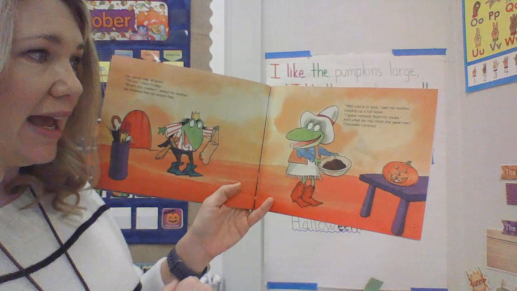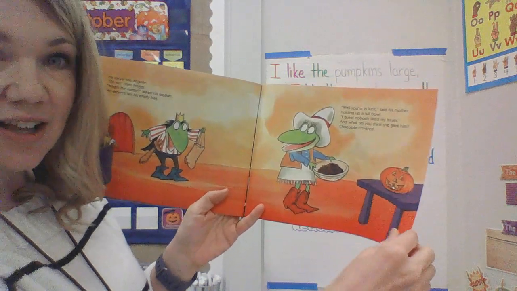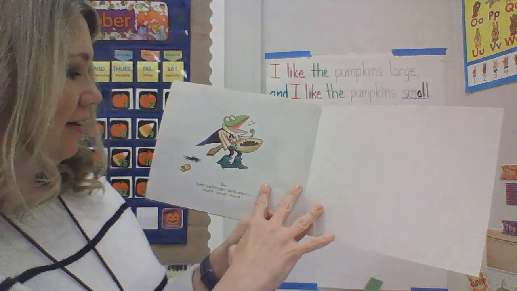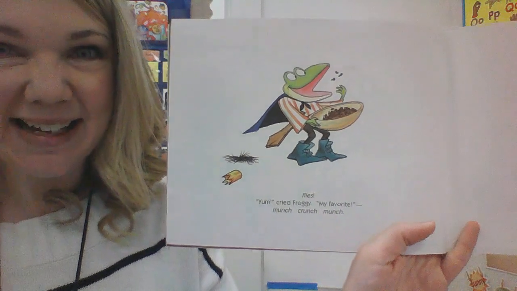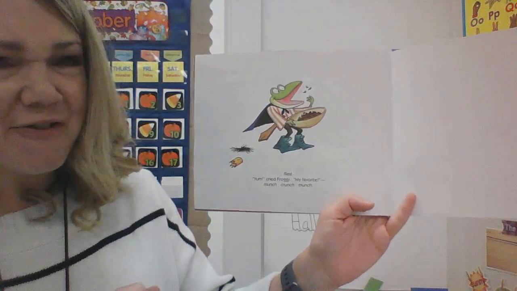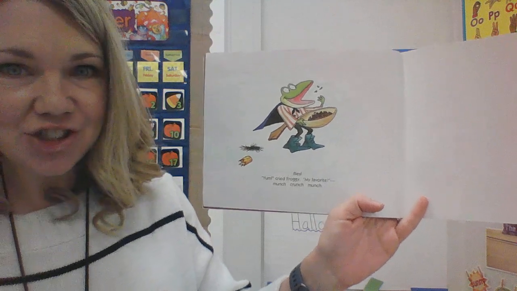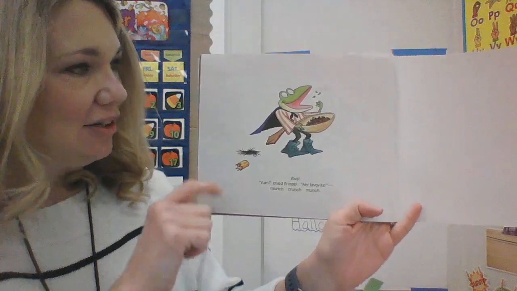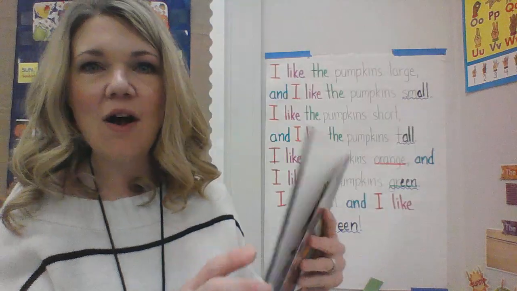And what do you think she gave him? Chocolate covered flies. Ew! Yum, cried Froggy. My favorite. Munch, crunch, munch. Oh, look at Froggy.